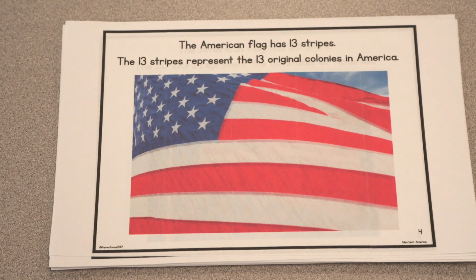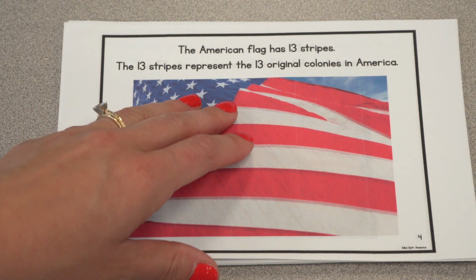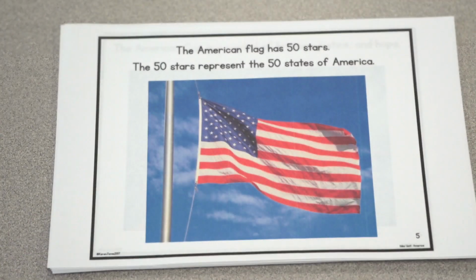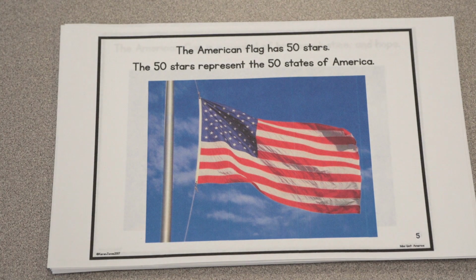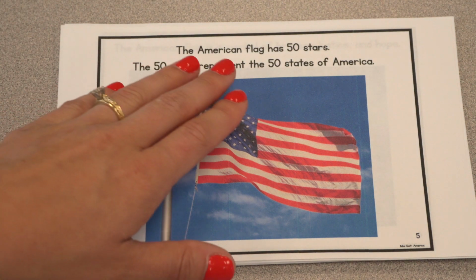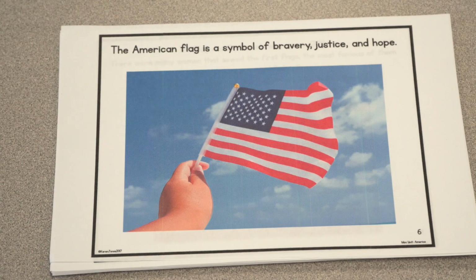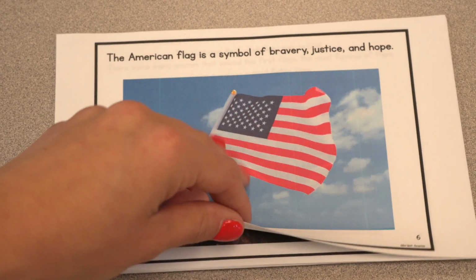The American flag has 13 stripes. The 13 stripes represent the 13 original colonies in America. The American flag has 50 stars. The 50 stars represent the 50 states of America. The American flag is a symbol of bravery, justice, and hope.